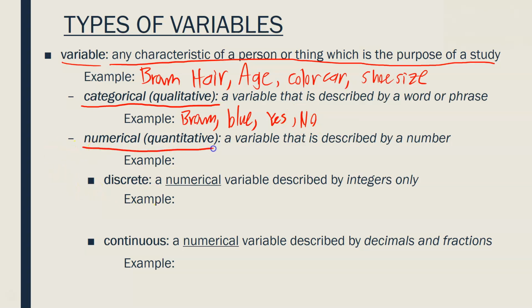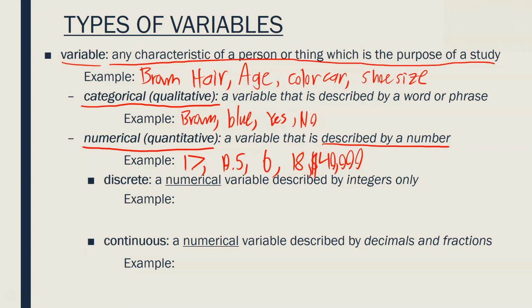In contrast, a numerical variable or a quantitative variable is a variable that is described by a number. So age, maybe I'm 17 years old, or my shoe size is 10 and a half, or I have 6 children, or I have 18 pieces of property, or I have an income of $40,000 a year. Any variable that can be described by a number is a numerical or a quantitative variable, because you can assign a number to it.